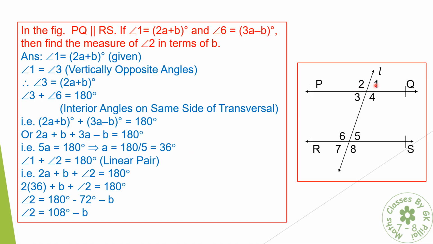Now you can see angle 1 and 2 form a linear pair. So we will write 2A plus B plus angle 2 equal to 180 degrees. And we will substitute 36 degrees in the place of A. We get 72 degrees here. So angle 2 will be equal to 180 minus 72 minus B. That will be 108 degrees minus B. Angle 2 will be equal to 108 degrees minus B. So we got the answer in terms of B.